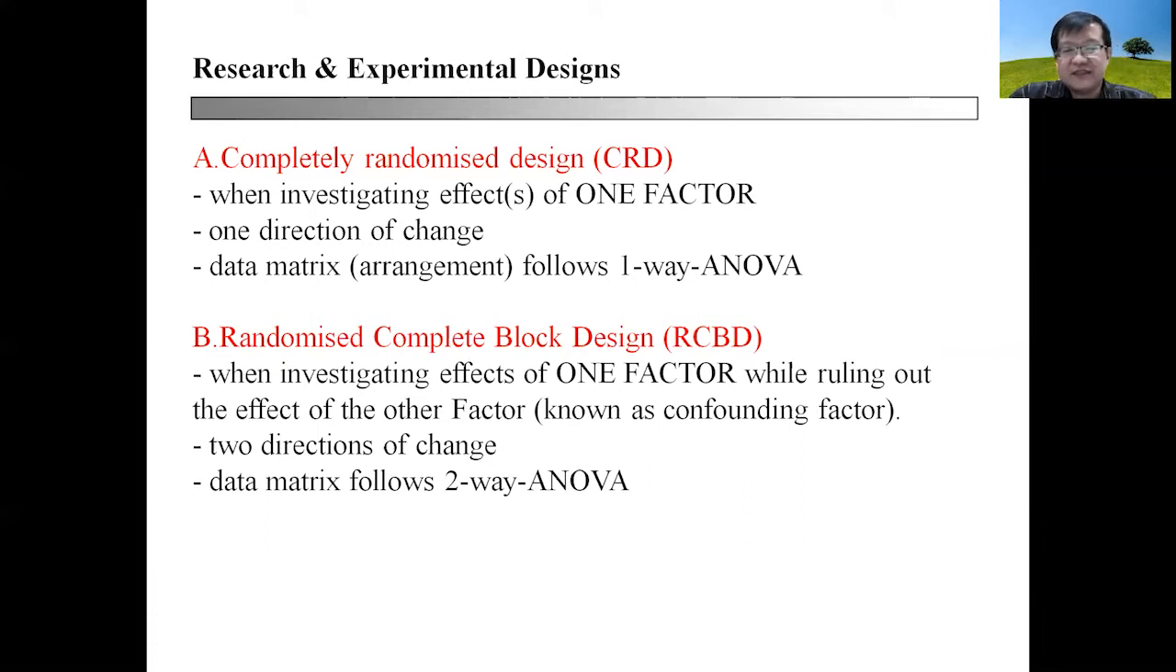The second one will be randomized complete block design, which is actually a derivation of the factorial design. And this is used when you are investigating effects of one factor while ruling out the effects of the other factor, in this case typically known as a confounding factor. And this actually represents a very important element in research design, an element of control, as we already talked about earlier. Randomized complete block design can take into account 2 directions of change because it takes into account 2 factors, and the data matrix follows that of a two-way ANOVA in an SPSS spreadsheet.